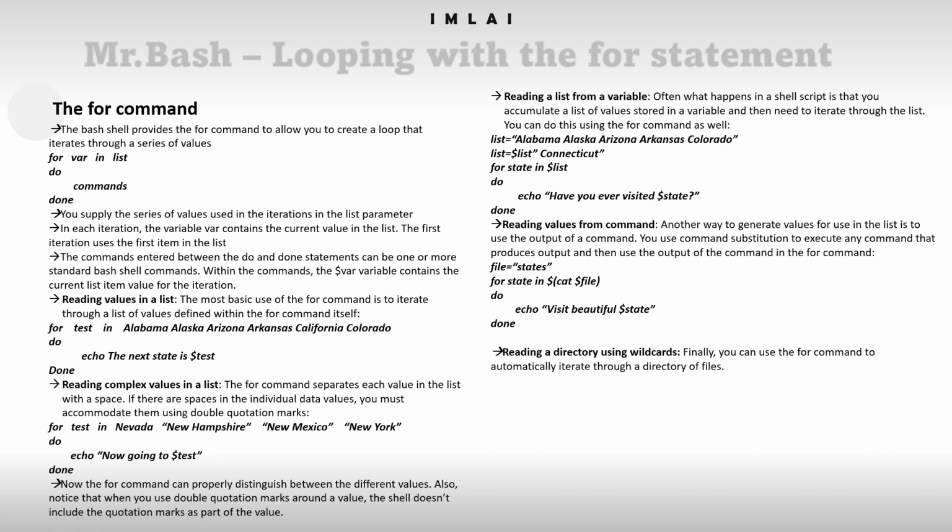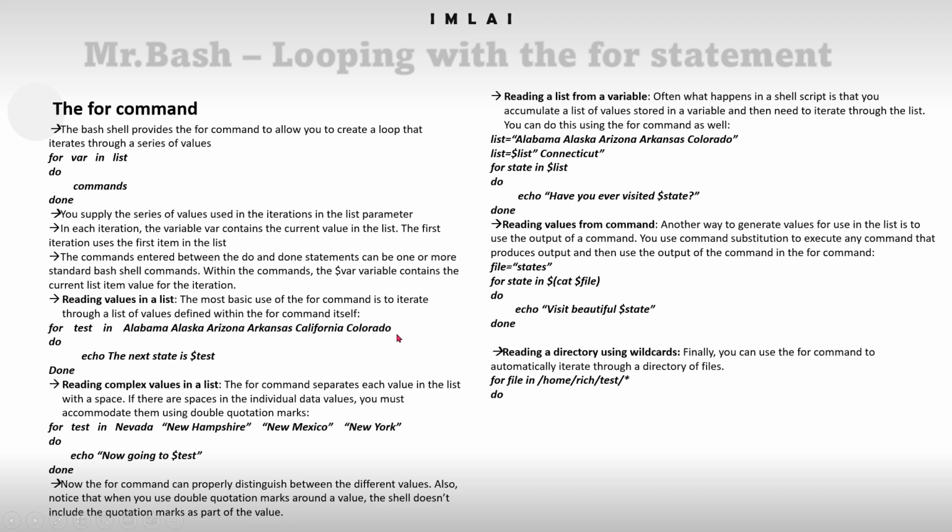So next we will move on to reading a directory using wildcards. Finally, you can use the for command to automatically iterate through a directory of files. To do this, you must use a wildcard character in the file or path name. This forces the shell to use file globbing. File globbing is the process of producing file names or path names that match a specified wildcard character.